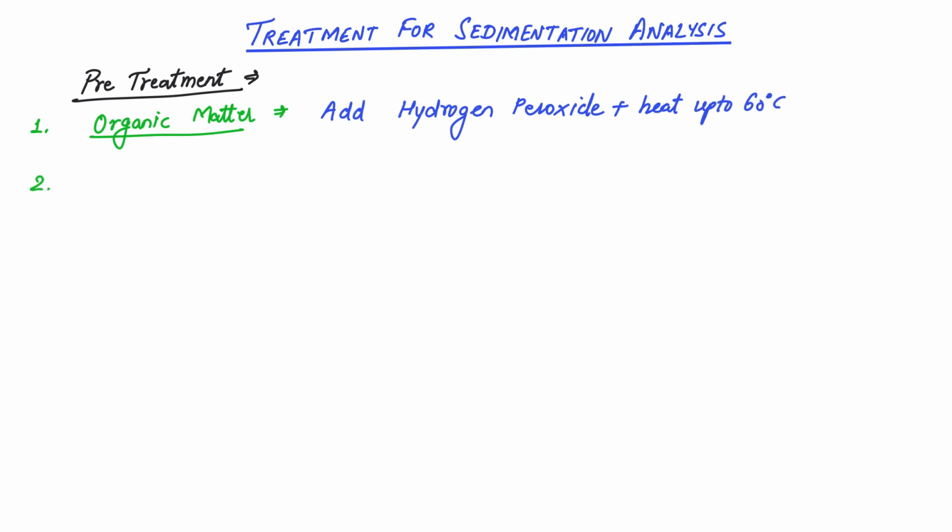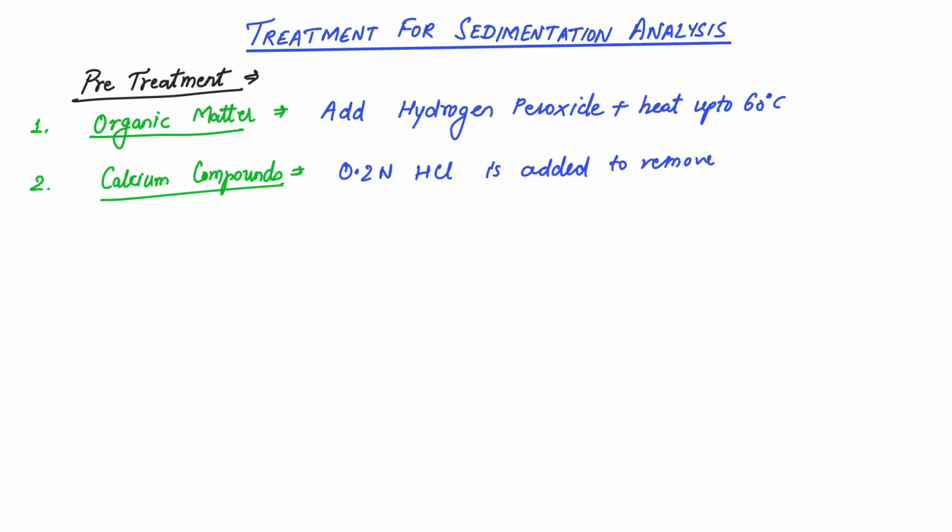The next treatment that we provide is to remove the calcium compounds. To remove the calcium compounds, we simply add an acid, that is 0.2 normality HCl, to remove calcium compounds. Otherwise, what will it cause? It will cause efflorescence or the evolution of some gases when the soil is added to the water. So here I say that we should add the HCl acid to remove the calcium compounds.